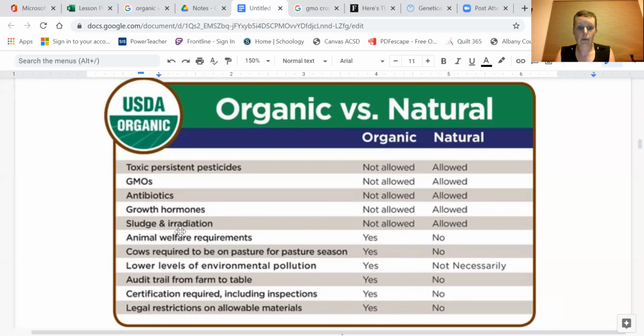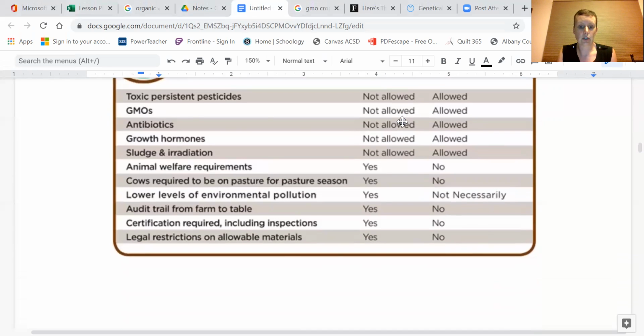As you go down, growth hormones, sludge and irradiation, animal welfare requirements, cows being on pasture for pasture season, lower levels of environmental pollution, audit trail from farm to table. This is a way to trace where your food comes from all the way to the table. Certification requirements and inspections, legal restrictions, all of those things are present with the organic label. None of them are necessarily present for natural. So natural is a word that can just get thrown on to almost anything, and it doesn't actually have a whole lot of significance as far as regulations go.